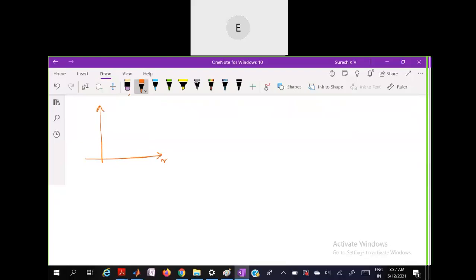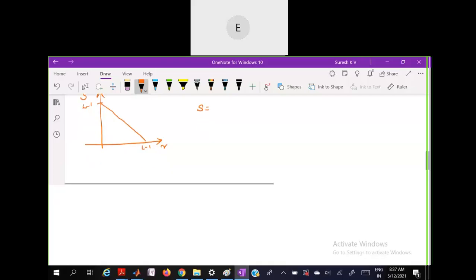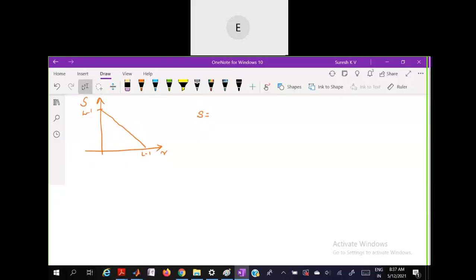This is R, this is S. The second one is this. So this is L minus 1, this is L minus 1. I want you to give me the equation first. What is the equation for S? Y is equal to mx plus c. Don't forget that. In this case, m is equal to 1. Minus 1, sorry, because it's with negative slope.